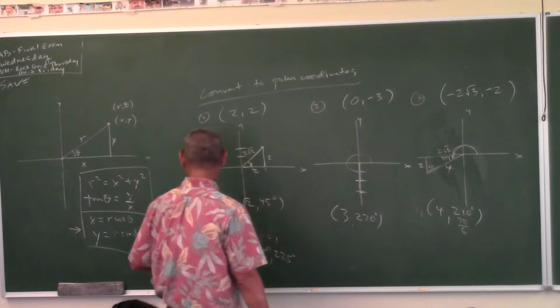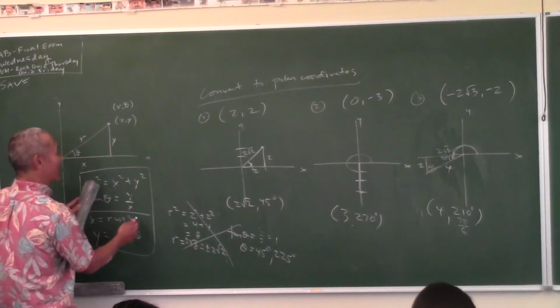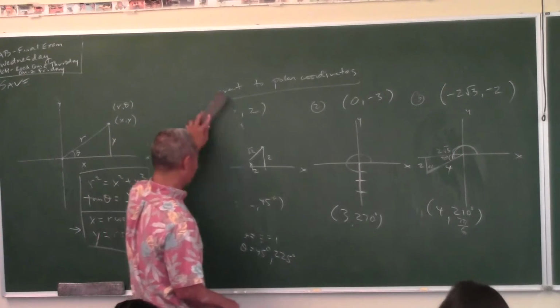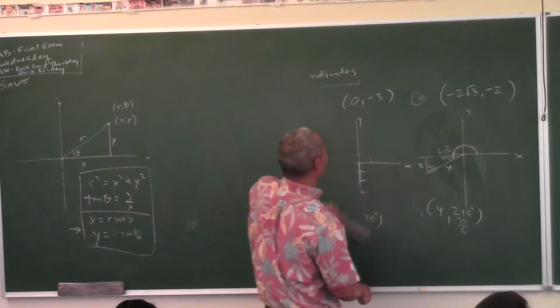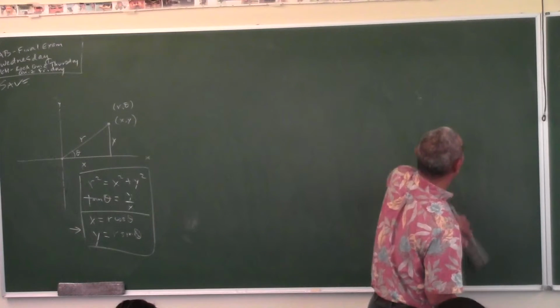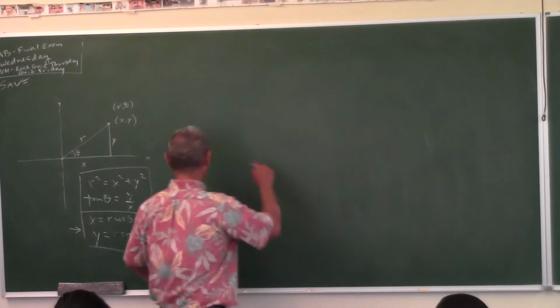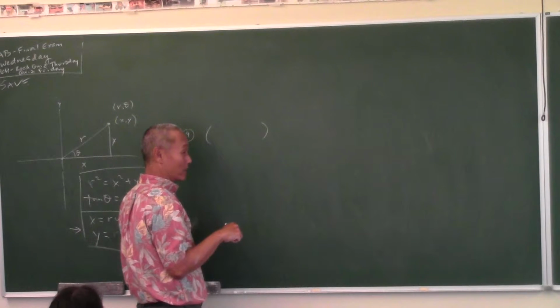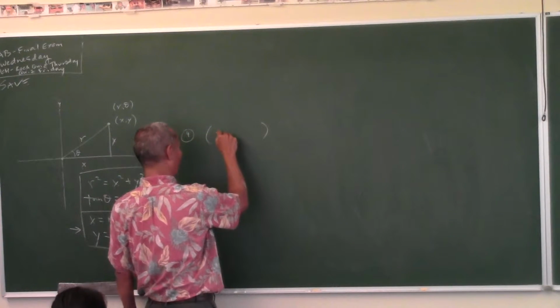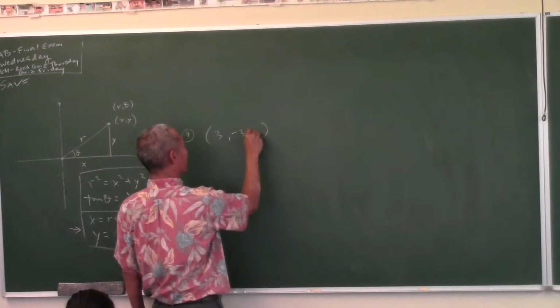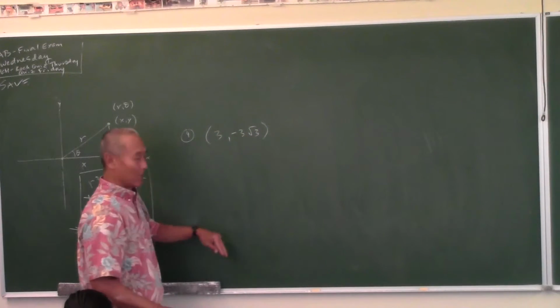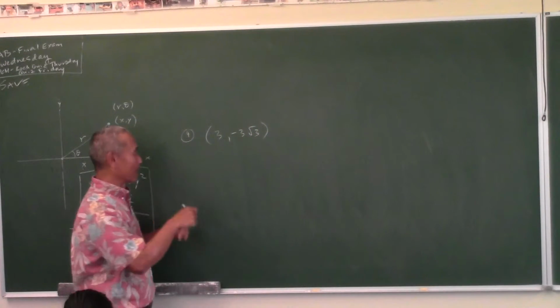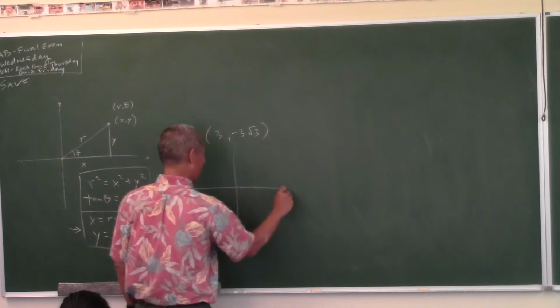Shall we do one more? Okay, let's do one more. I'm not going to erase those formulas because we have to use them. Example 4: 3, negative 3 root 3. I'll give you a hint. Never mind, no hints.